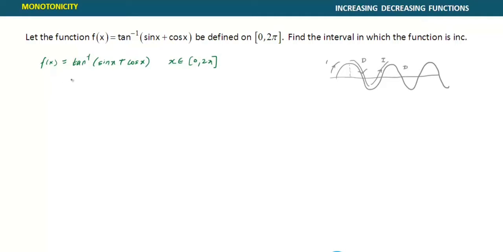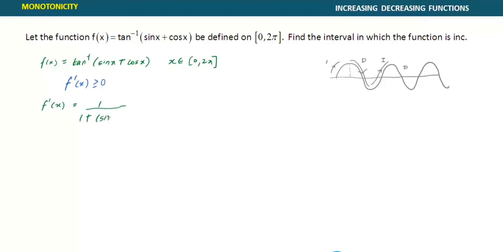Okay, we know that the concept for an increasing graph is that f dash x should be greater than or equal to 0, right? So how will you solve this now? You just have to differentiate. So let's differentiate quickly, so we will get f dash x. What is the derivative of tan inverse x? Yes, the derivative of tan inverse x is nothing but 1 over 1 plus x square.